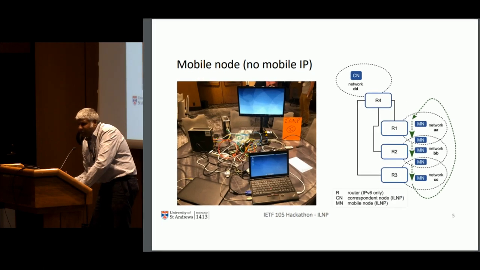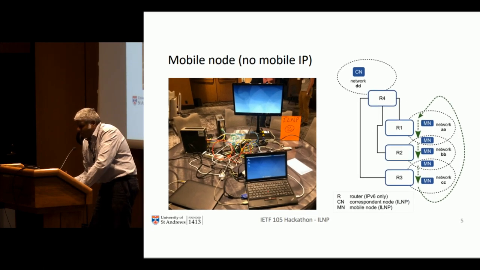This is the demo that we had running. It's not very easy to see, but you've got two boxes at the right-hand edge running the ILNP code, and in the middle we've got four little edge router boxes. Those are R1, R2, R3, marked in the logical diagram, and we emulated a mobile node moving across them. So no mobile IP there, just unicast routing.